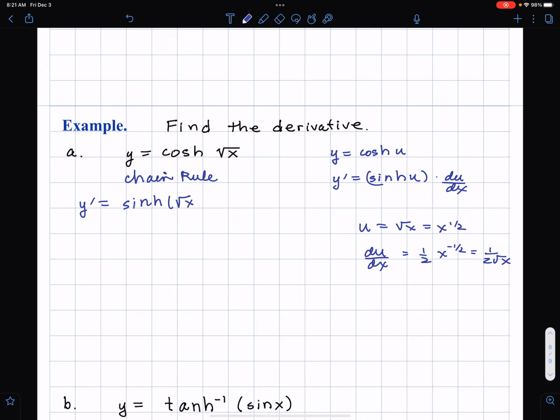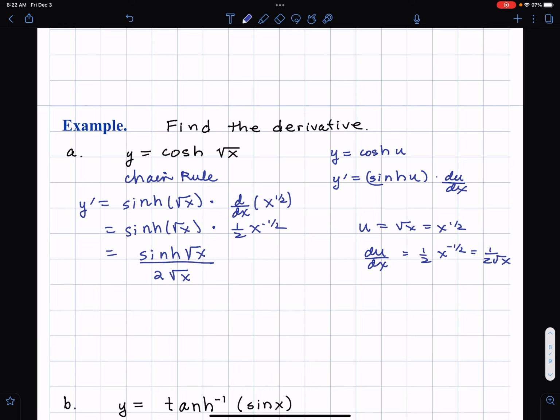The chain rule says we leave the inside intact, exactly the same. Then we take the derivative of the inside, which is derivative of x to the 1/2. So I have sinh radical x times 1/2 x to the minus 1/2. So that makes sinh radical x divided by 2 radical x. The radical x is locked inside of this sinh, so we're not going to do a funny cancellation. It's not like it's sinh times radical x. You could even put parentheses: sinh has inside of it a radical x.